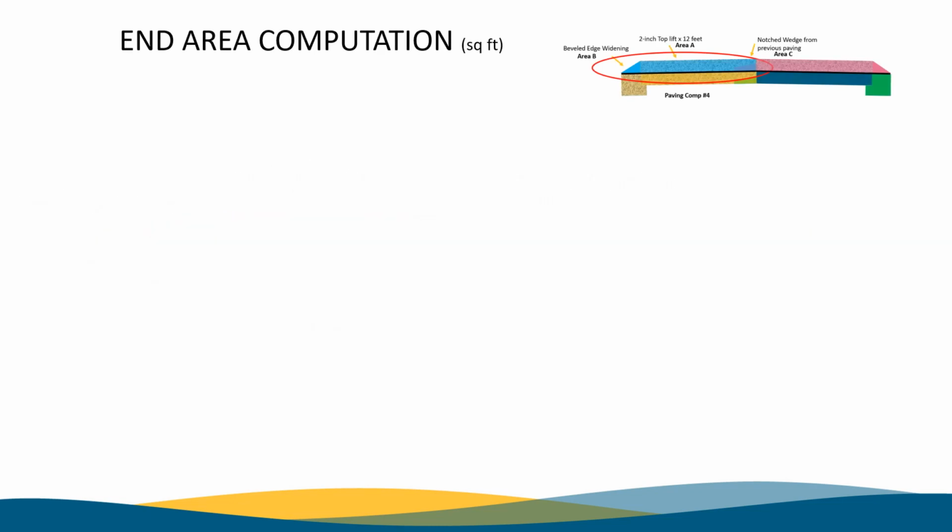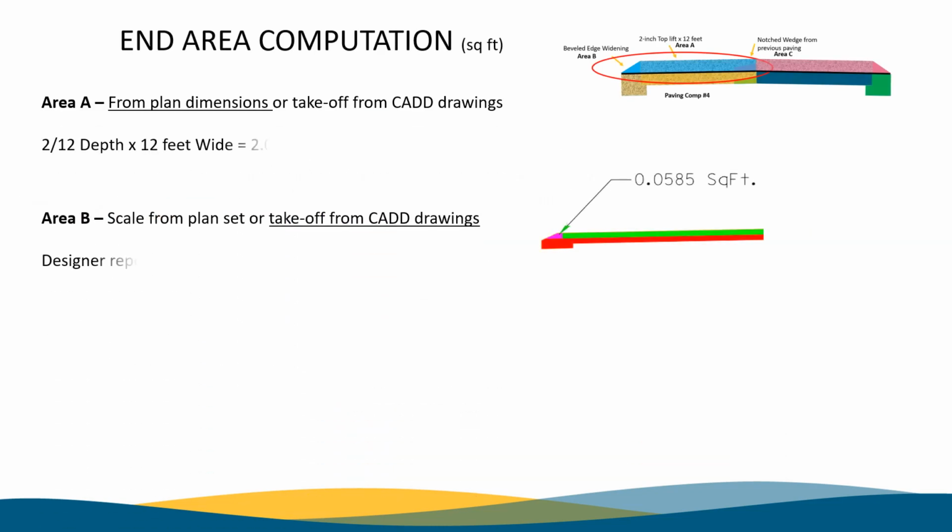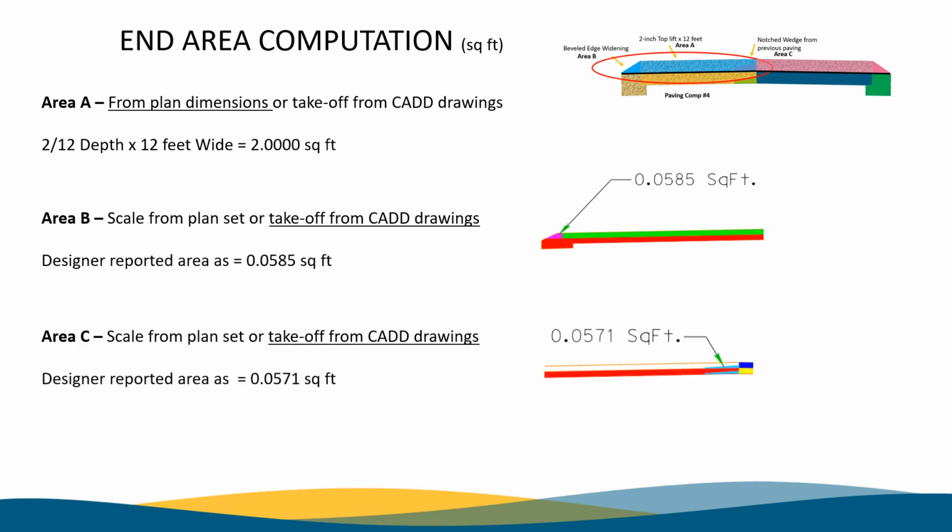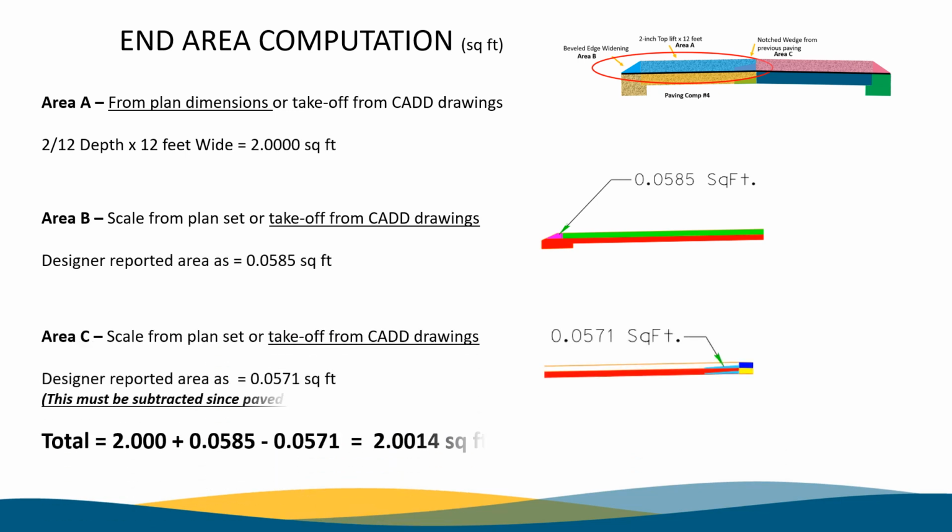Again, we compute areas A, B, and C. Remember that area C is subtracted this time because the notched wedge was already paved in the previous slide.